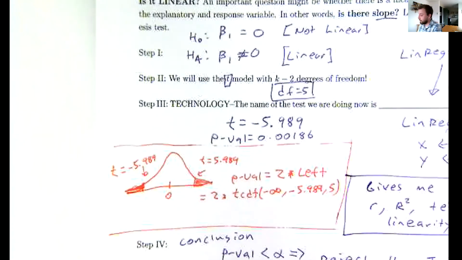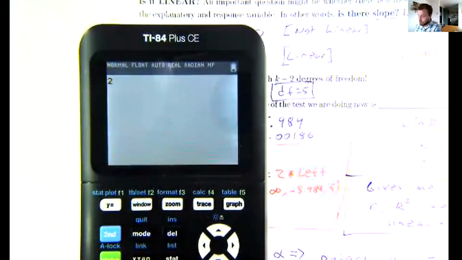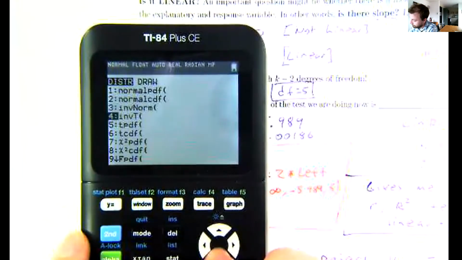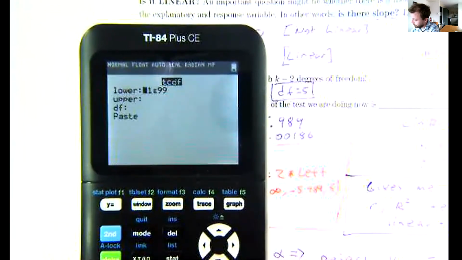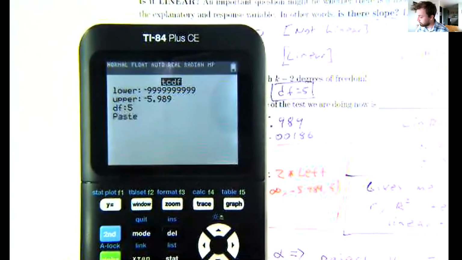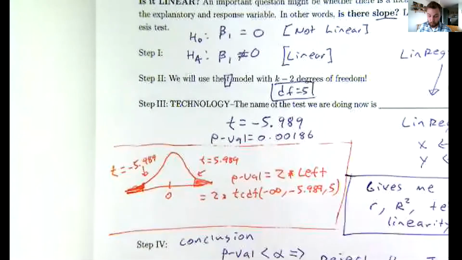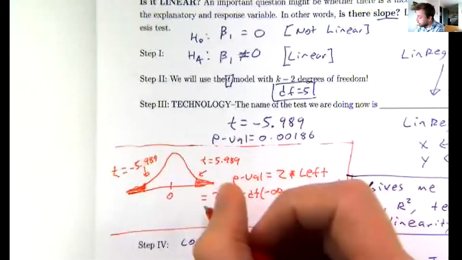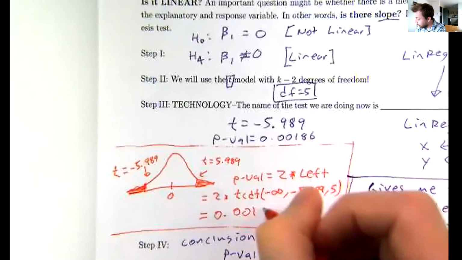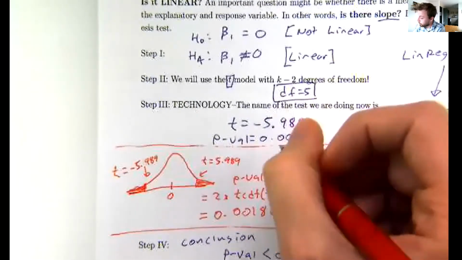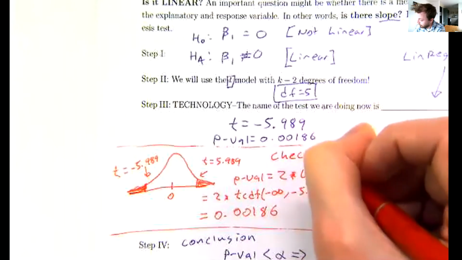So verifying this in my calculator, if I did 2 times t-CDF from negative infinity, negative just a whole bunch of 9s, to negative 5.989, and if I had a degree of freedom of 5, I end up getting 0.00186. I had 0.00186 for my p-value. So even though we are not looking up these t-scores anymore, my calculator is still doing this work for me. So this is just a double check that I can do.